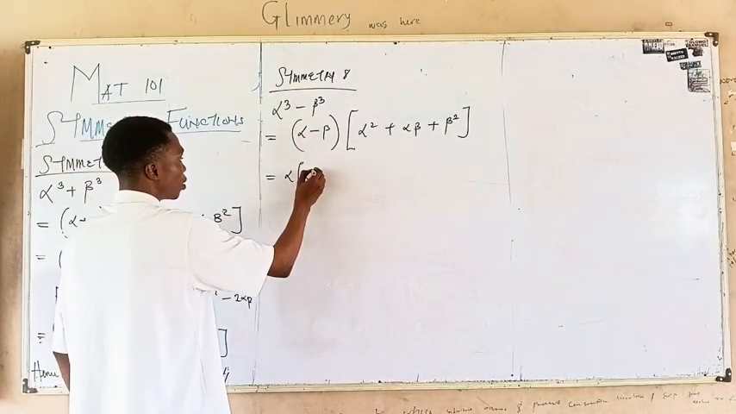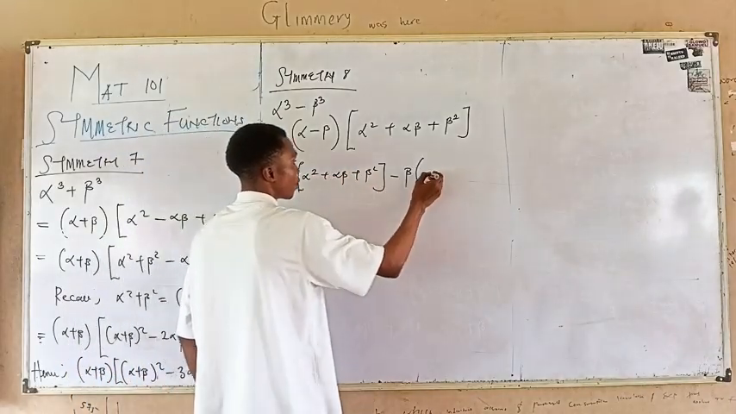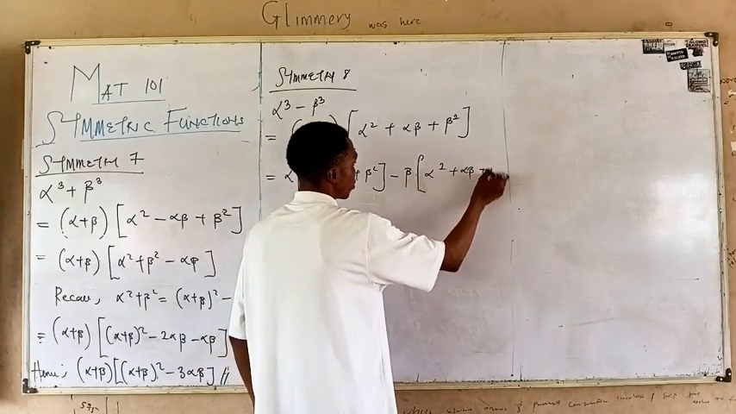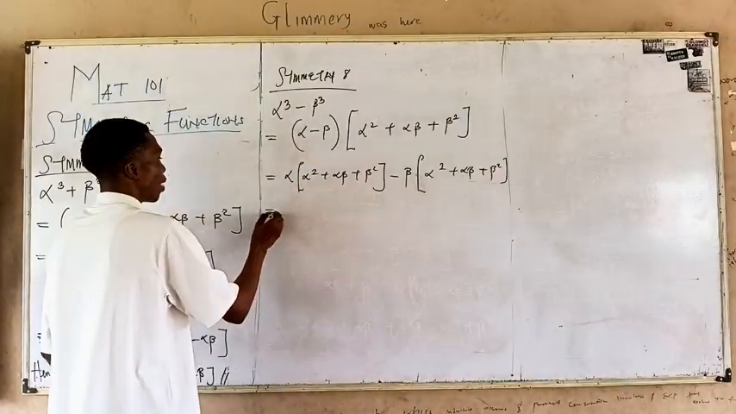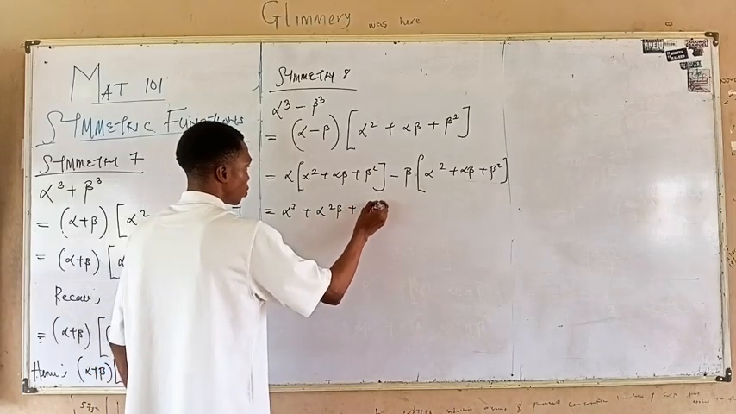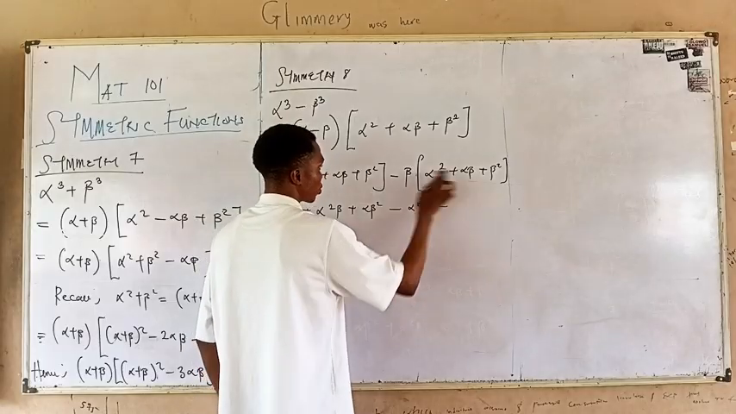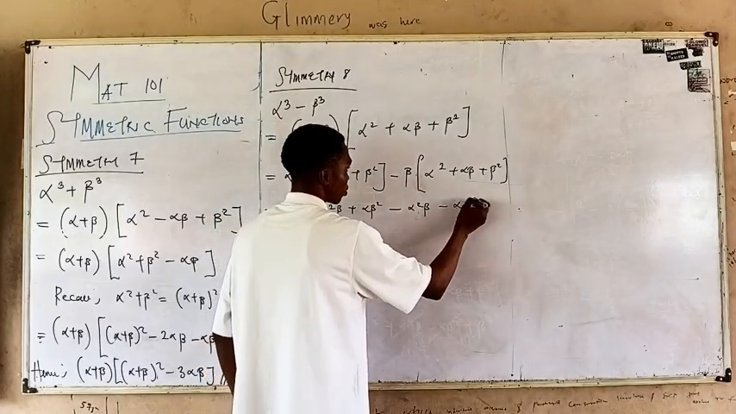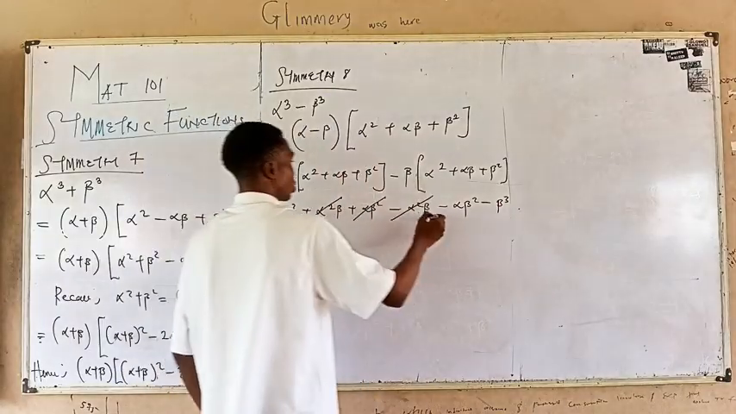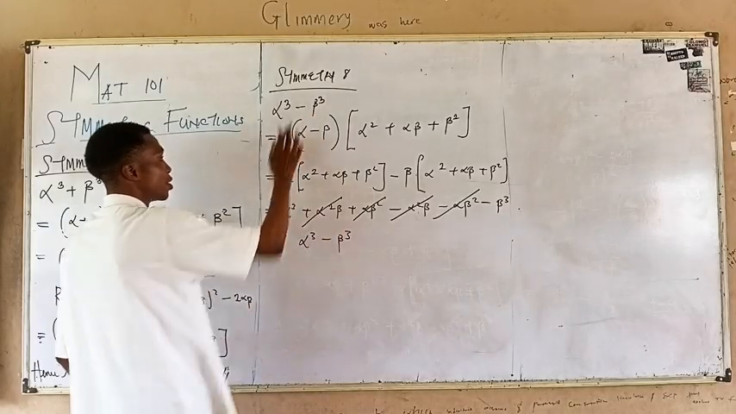Alpha, beta, then minus beta, alpha square. So when we open it, what do we have? Minus alpha beta square minus beta cube. So this cancels, this cancels this. So we end up having what? Alpha cube minus beta cube, which is this.